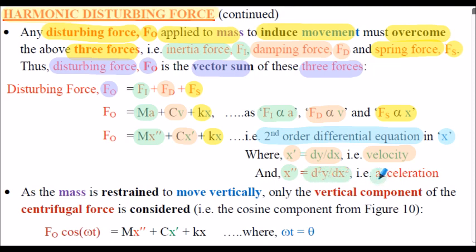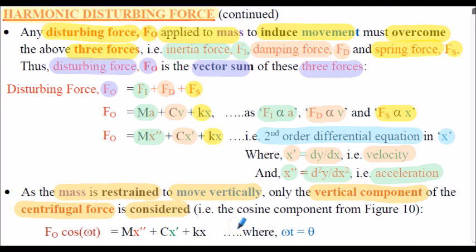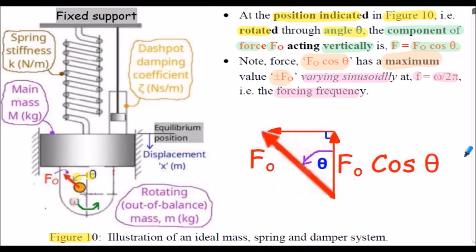Now in our scenario, the mass is restrained to move vertically only, so it's only the vertical component of the out of balance centrifugal force that's to be considered. In other words, the cosine component from our previous figure 10. This vertical component here, which is F0 multiplied by cos theta.